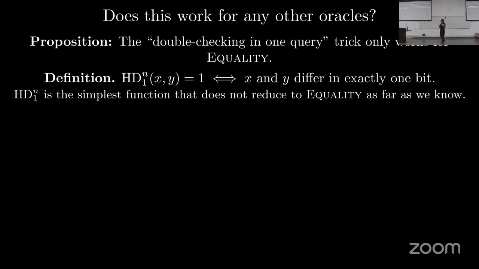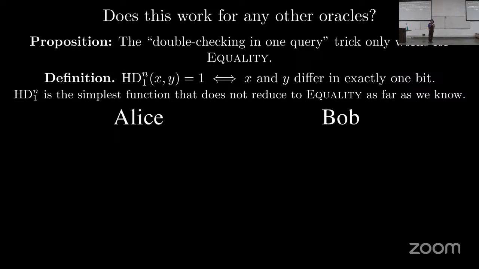There are some formal ways to say it, but let me just leave it at that for now. Equality is Hamming distance 0. This is Hamming distance 1. So what happens for that? First, let me observe that Hamming distance 1 also has constant randomized communication cost.